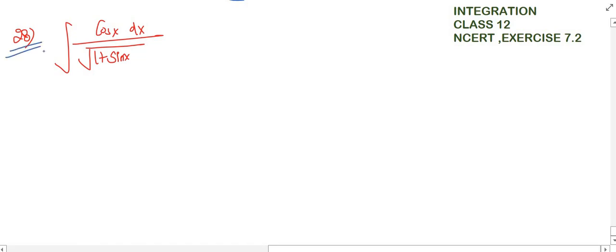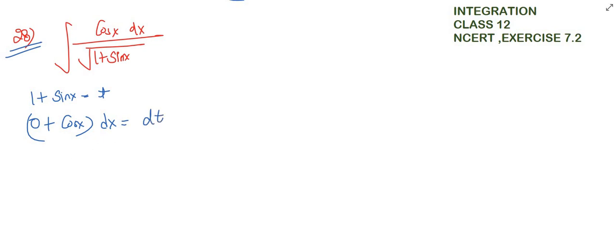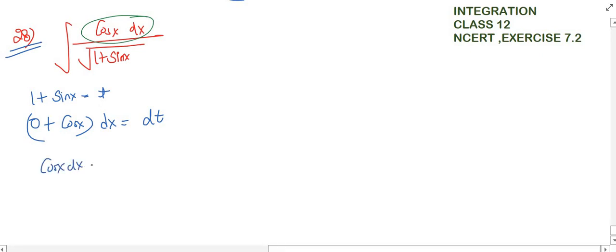This is question number 28. See it carefully. Pretty straightforward question. Can I take 1 plus sine x as t? So the derivative of 1 is 0. Cos x dx will become dt. Okay? And we already have here cos x dx. What we are getting here, correct? So let me write cos x dx is dt.